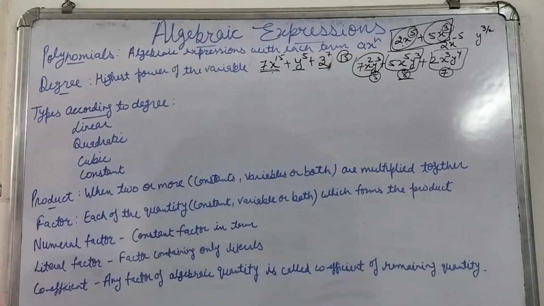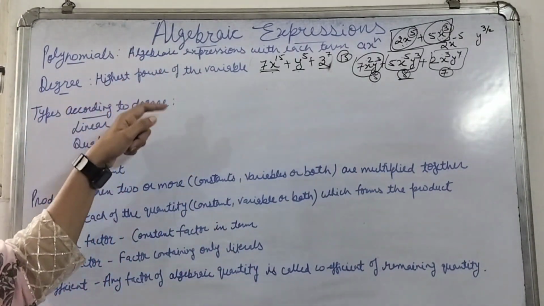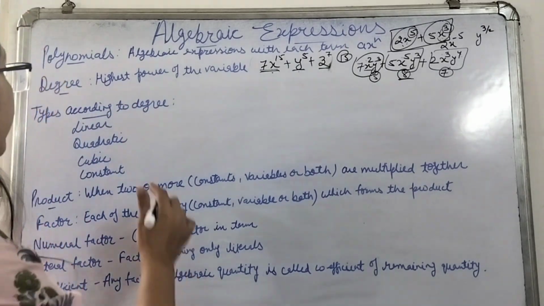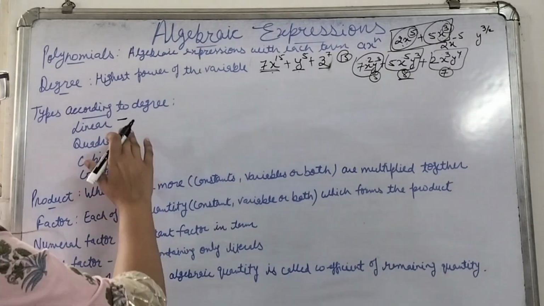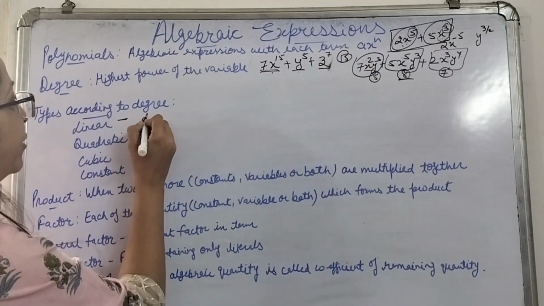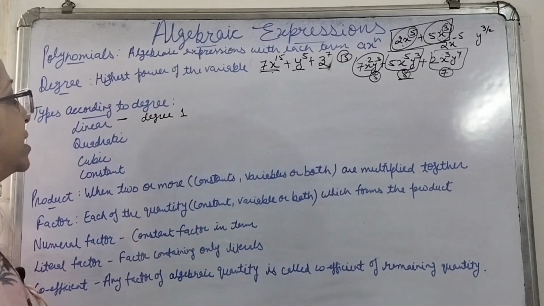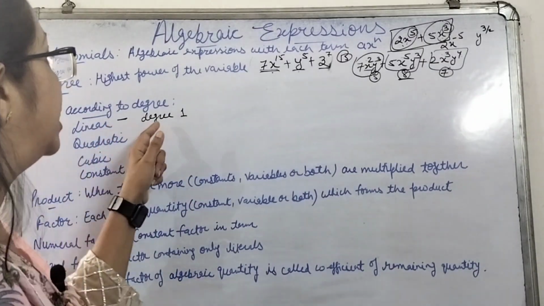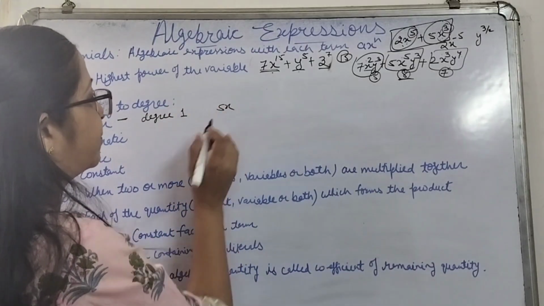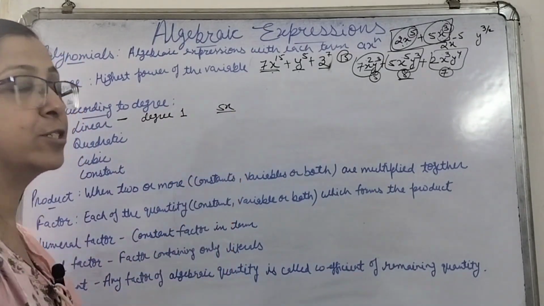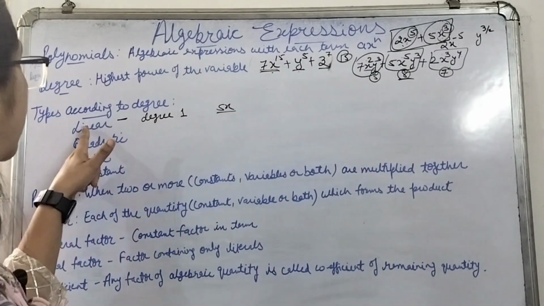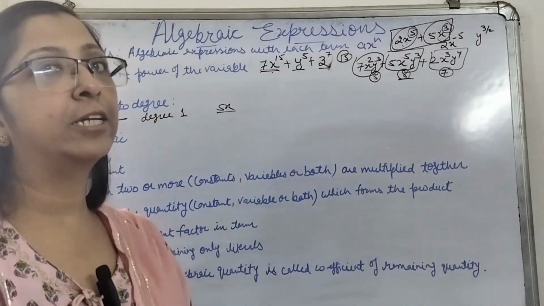Now, according to the degree of the algebraic expression or the polynomial, we can categorize the polynomials into these categories. One is the linear polynomial. So what are the linear polynomials? If the degree of the polynomial is 1, then we say such types of polynomials are linear polynomials. Like we can take an example. If I am saying 5x, over here the power of x is 1. That means its degree is 1. And if degree is 1, such types of polynomials are known as linear polynomials.